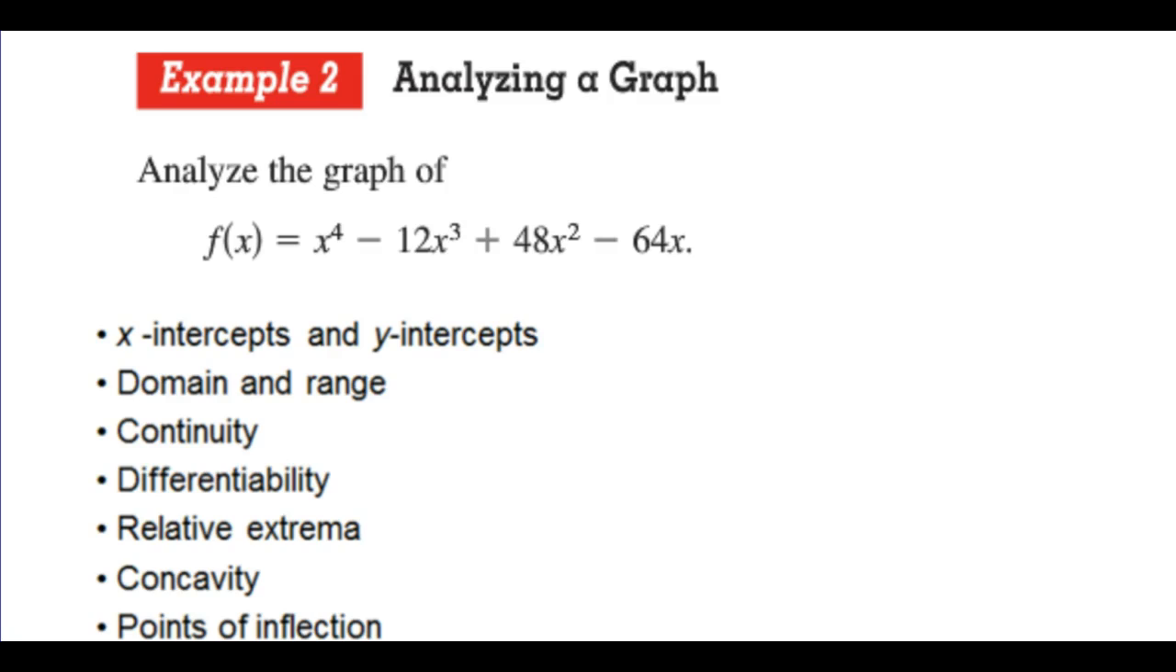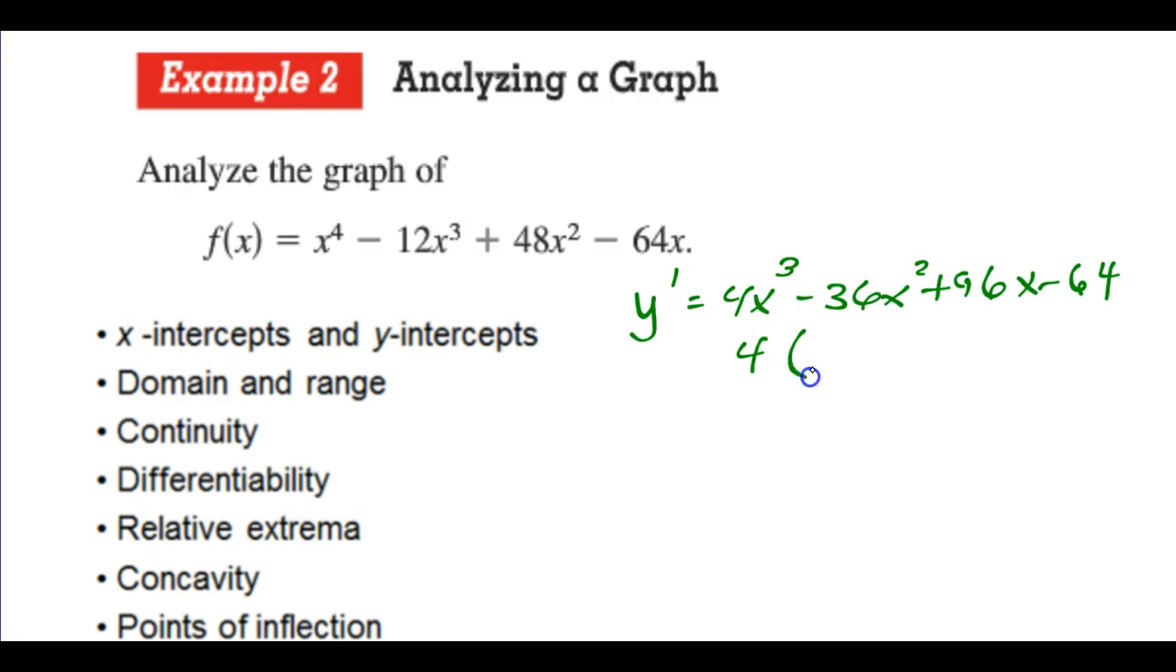The hard part for some of you is just going to be finding the derivative, but not for this problem. You can see this problem is pretty straightforward. The first derivative is 4x cubed minus 36x squared plus 96x minus 64. Factor out a 4.